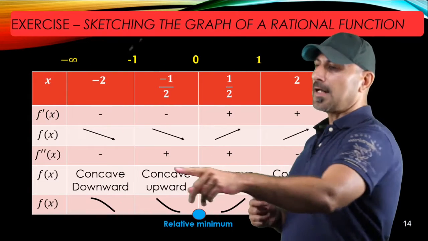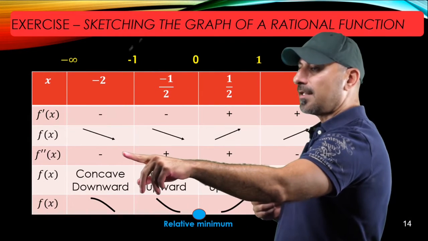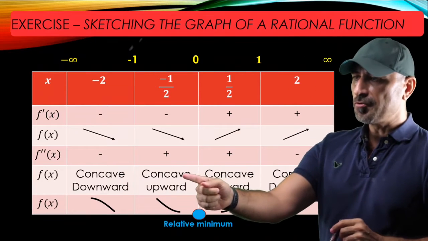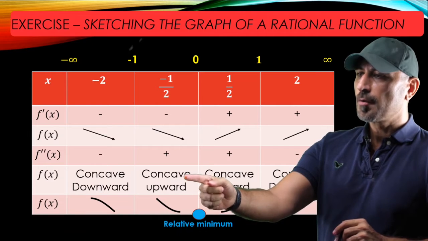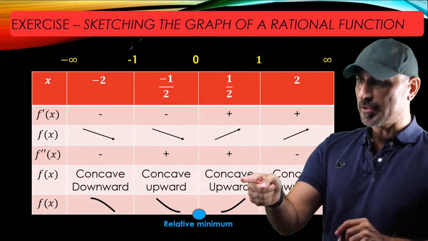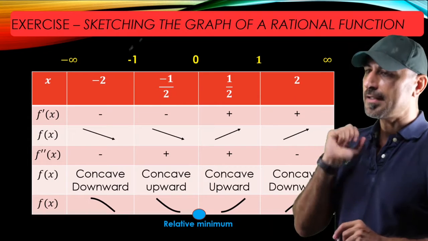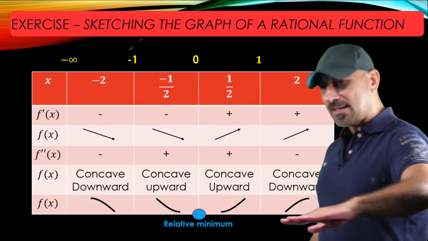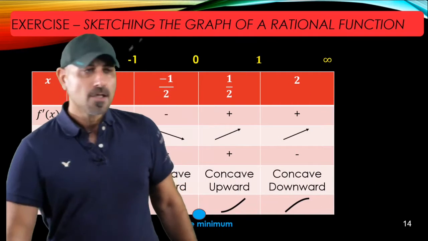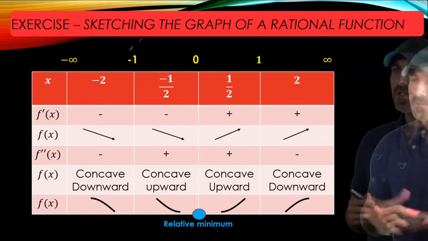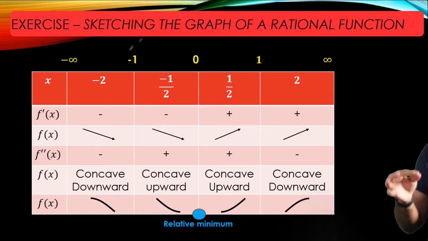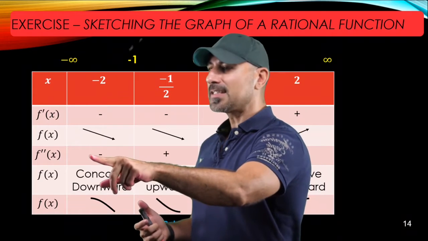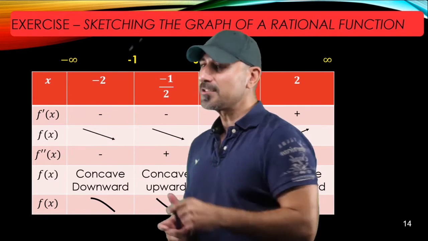And let's look at the signs for f double prime here. Since the sign is negative, f will be concave downward here, and f will be concave upward because it's a plus sign here, and a plus sign here as well. And here f double prime has a minus sign, and f will be concave downward. So the last line in the row is in fact bringing all the information together to determine the exact shape of the function. So for example, you have concave downward here for a decreasing function.